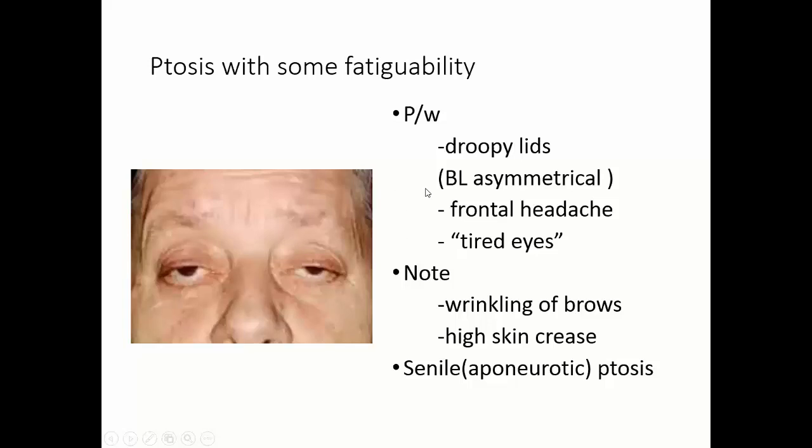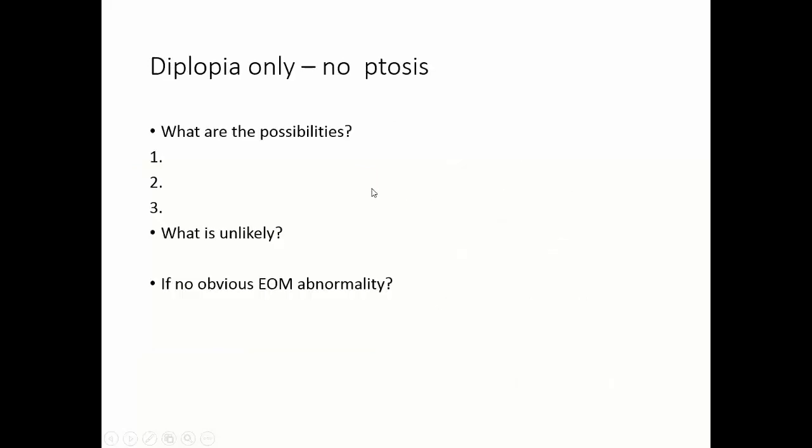Right. Now we have talked about ptosis only. Diplopia only, again, apart from third nerve, what are the possibilities? Sixth nerve, fourth nerve, internuclear ophthalmoplegia, anything other than third nerve affection.